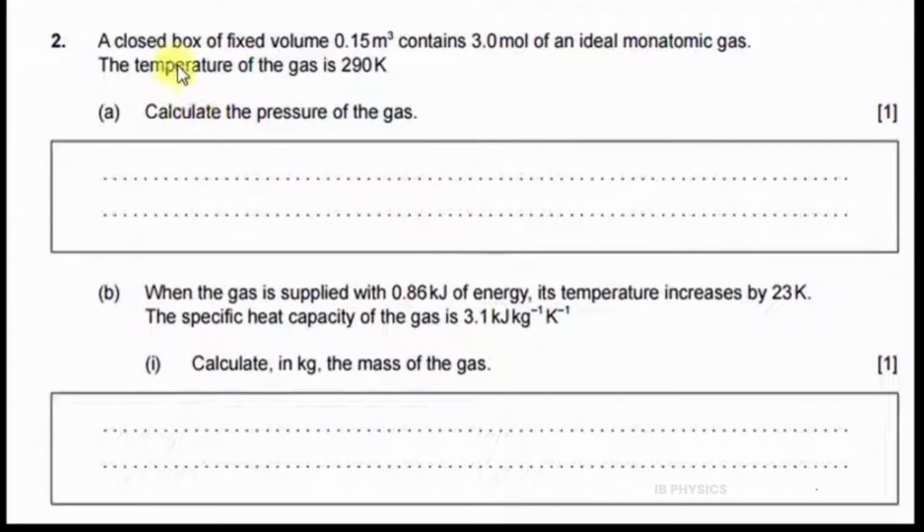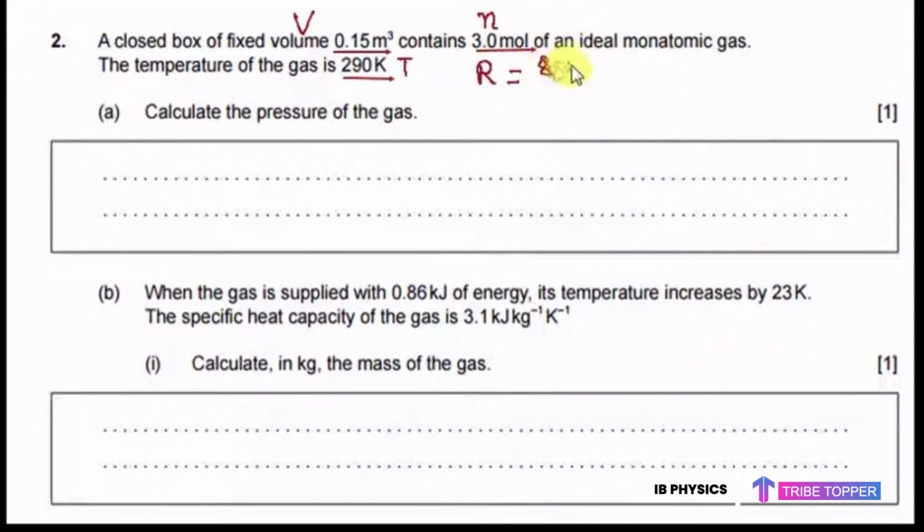So here we have the question. It says a closed box of fixed volume 0.15 meter cube contains 3 moles of an ideal monatomic gas. The temperature of the gas is 290 Kelvin. So we are given the parameters V, that's the volume, 3 moles, that is N, the number of moles of the ideal monatomic gas, and the temperature of the gas is given, that's T. So we have V, N, T, and R, the universal gas constant we know is 8.31. Therefore, we can solve this question now applying the ideal gas equation.